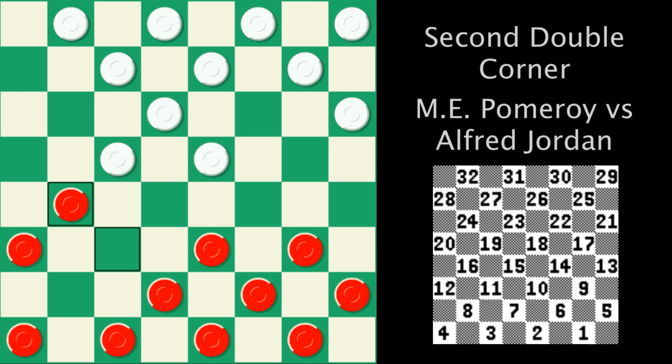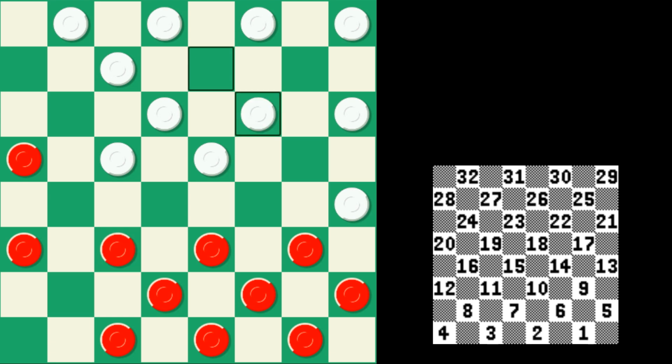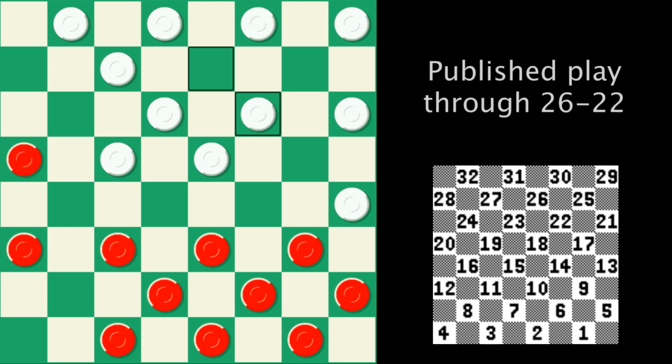22-18, 11-16, 25-22, 16-20, 22-17, 4-8, 17-13, 8-11, and then 26-22. This is all very standard play, very standard in this opening.